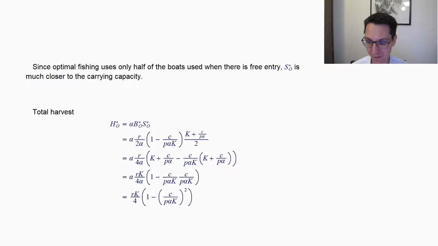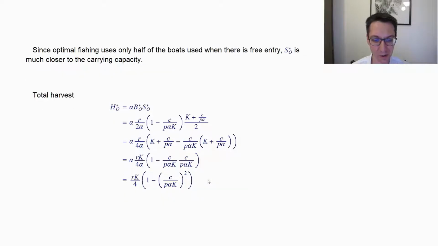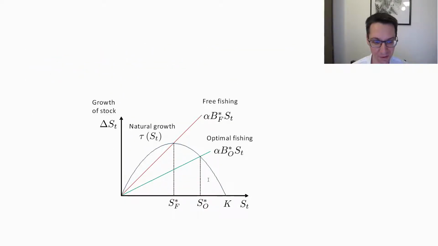So that's what we find. So now let's go ahead and look at what this looks like on our dynamics graph. So imagine that the free fishing was this red line here. Then we found out that actually the intensity of fishing in the optimal fishing will be essentially divided by 2.